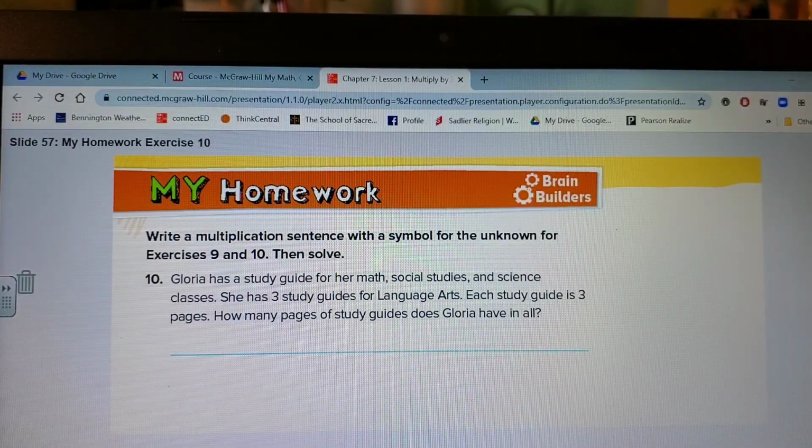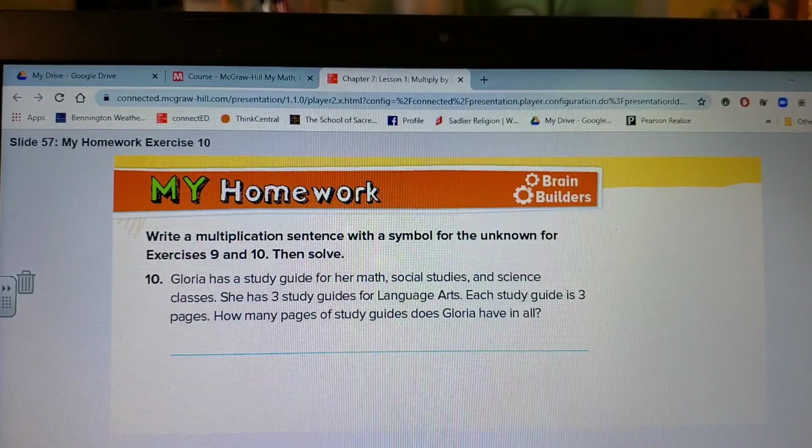Write a multiplication sentence with a symbol for the unknown for exercises 9 and 10, then solve. Here's number 10. Gloria has a study guide for her math, social studies, and science classes. She has 3 study guides for language arts. Each study guide is 3 pages. How many pages of study guides does Gloria have in all?